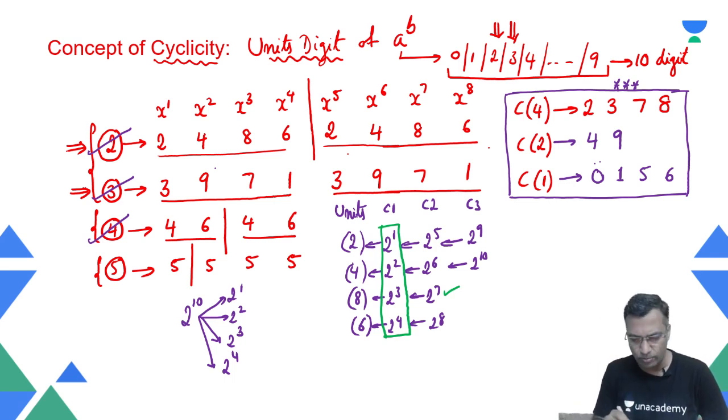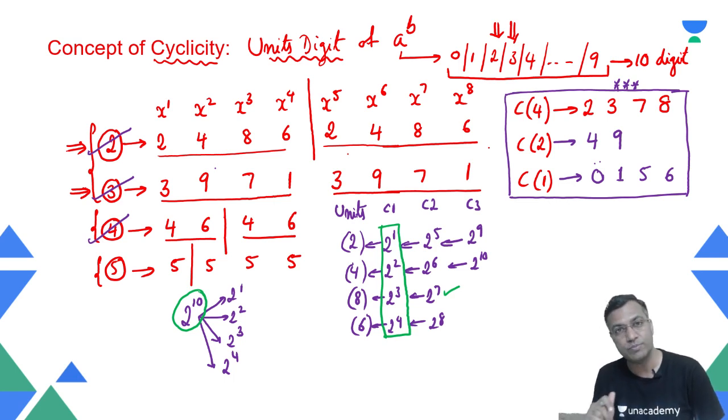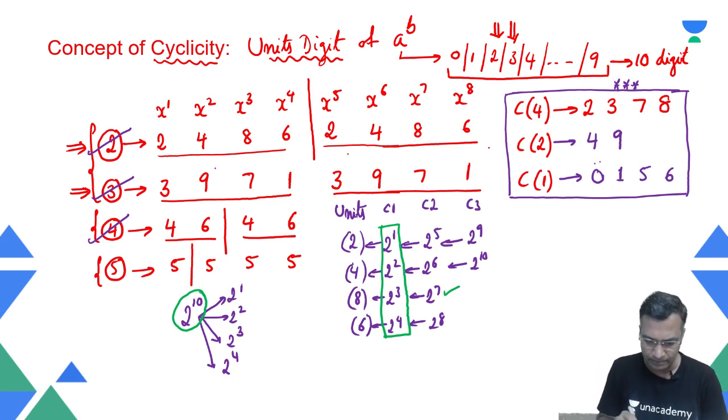Now how do I find out which group 2 power 10 belongs to? So if this is my number, 2 power 10 belongs to which particular group? How do I understand this? Very simple. Take this particular power 10. You know that the cyclicity for 2 is 4. That's a point that you will know.